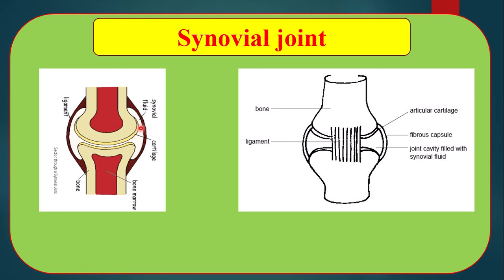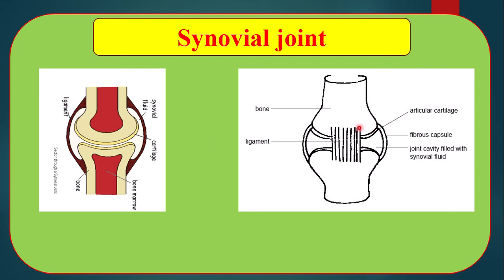The synovial fluid and the cartilage of the joint reduce friction so that less energy is consumed for movement of the joint. Then the covering of this capsule is ligament.